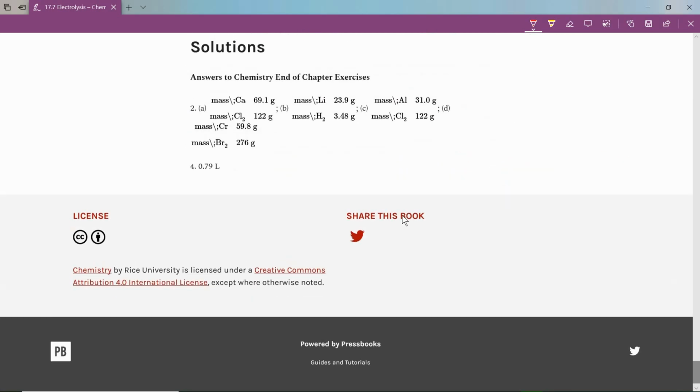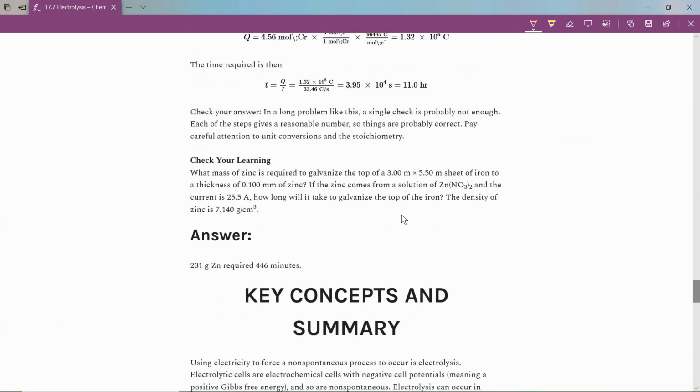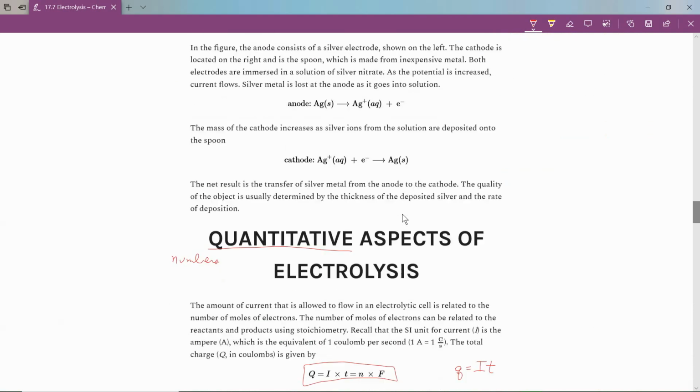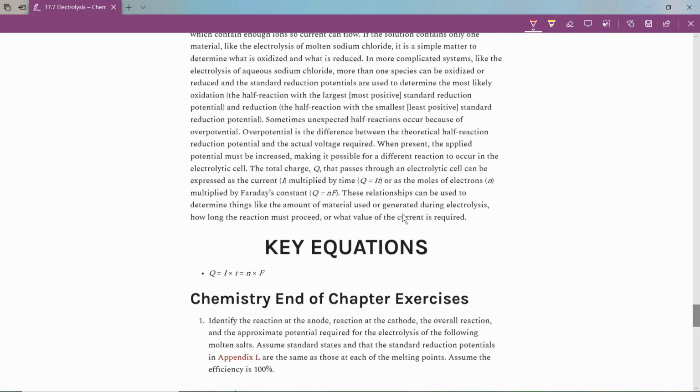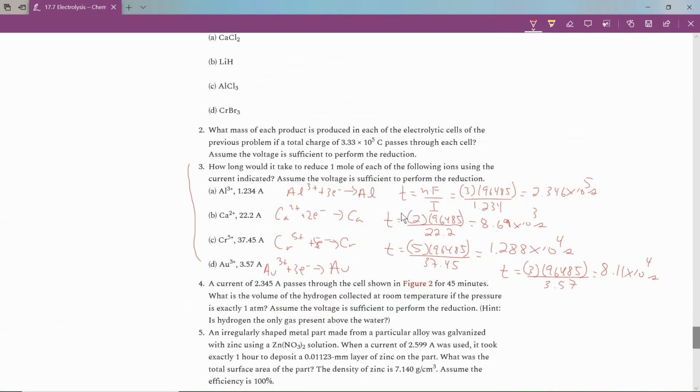So that's electrolysis, and there's lots more fine details about it, but I think we'll leave that for now. Okay, hope you enjoyed this.